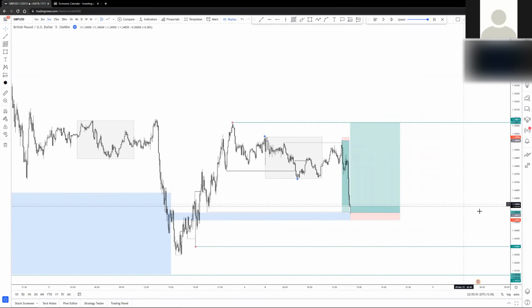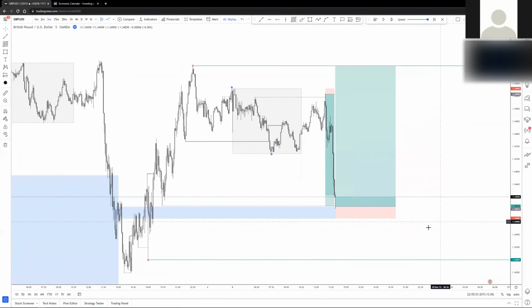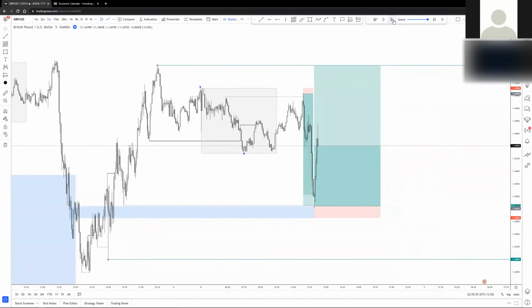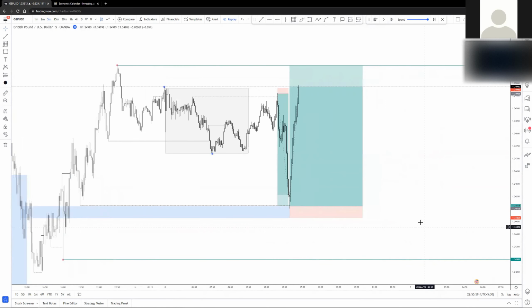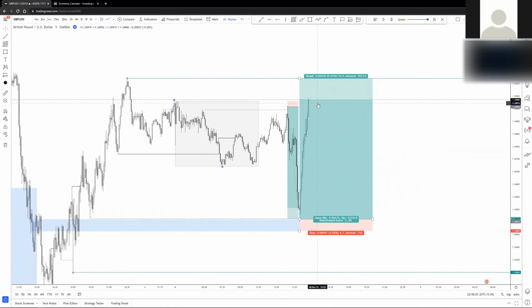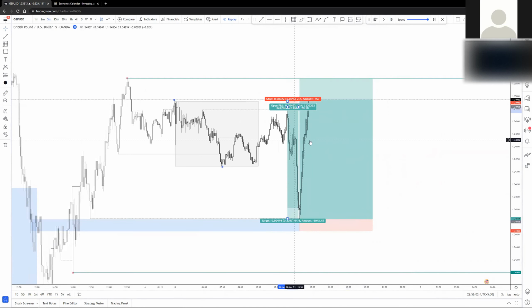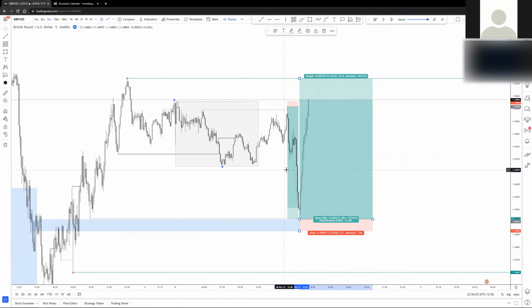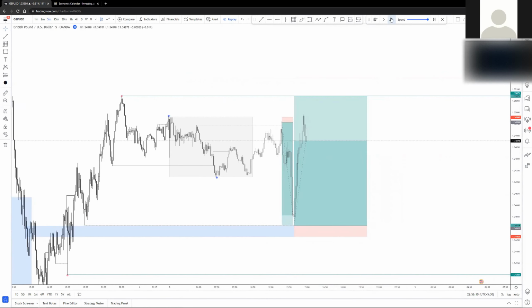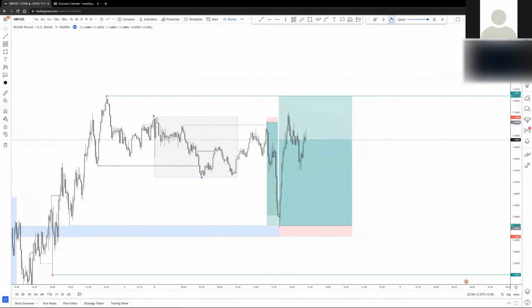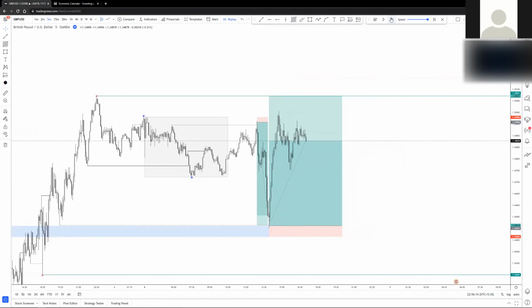Like ICT says, as above, so below. What happened? The same way it dropped is starting to shoot up. And this was a Monday. That's the best thing. If you risked 1% on both of these, you're done. That's 31%. You're done for the whole month. And then it started going up.